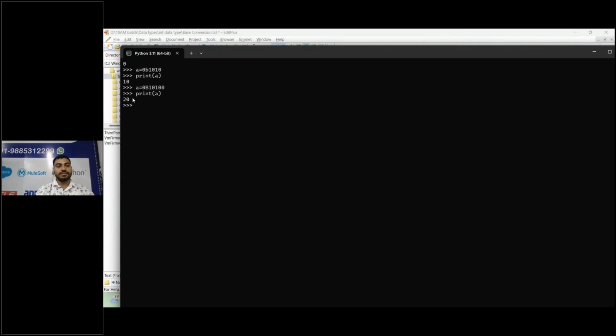Similarly, if you want to check what the binary value of 20 is, then what should we use? Bin of 20. With bin of, we are converting this 20 into a binary number. What is it? 10100. It is the same, 0b 10100. Are we getting the same? Yes or no?